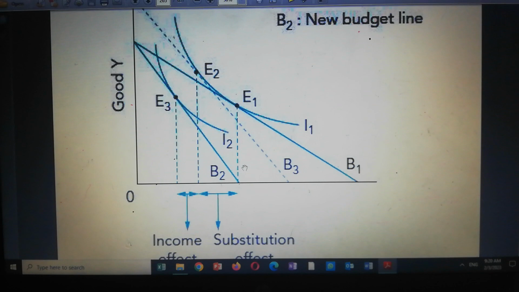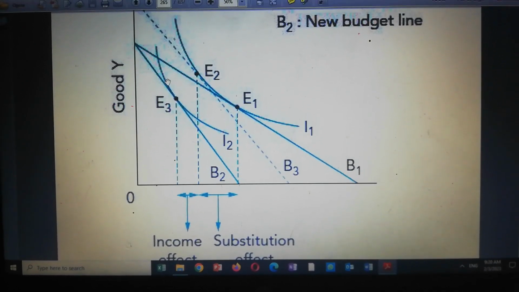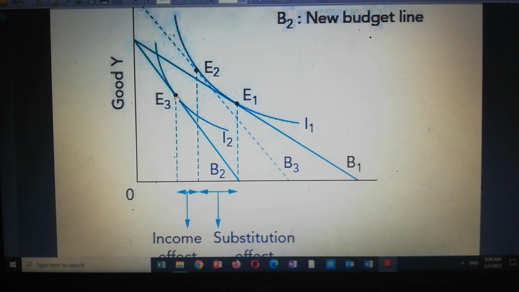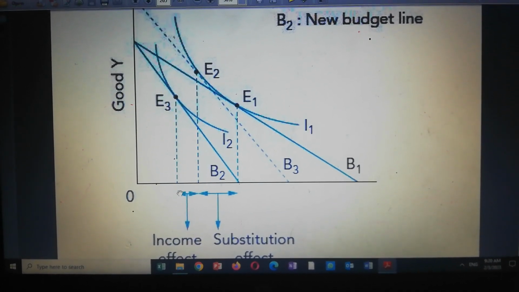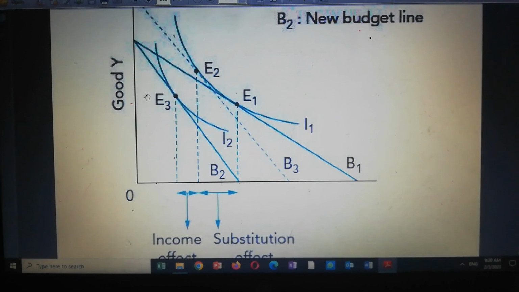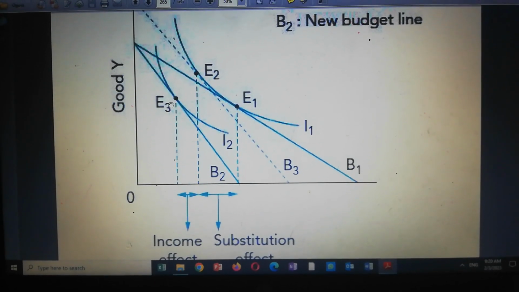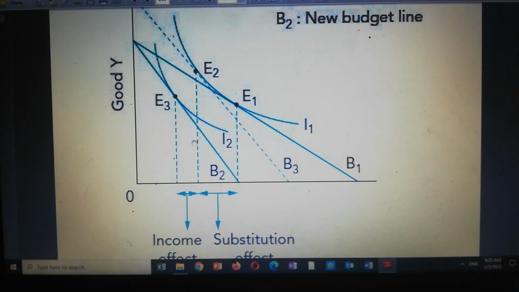Then after that, there will be a movement in the budget line to B2, which will result in the indifference curve actually going what? To actually this point, where we have equilibrium 3, where the consumer now buys less of X, as you can see, and this quantity of Y. So because the price of X has gone up, the real income has actually decreased for that particular consumer, and this results in a new what? In a new budget line.